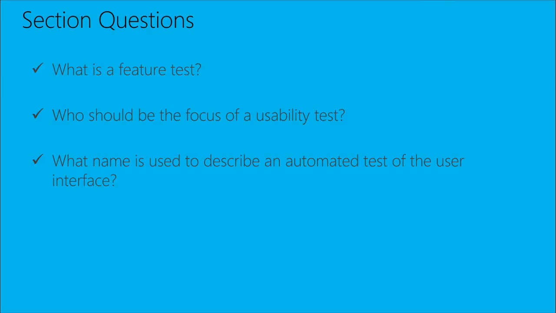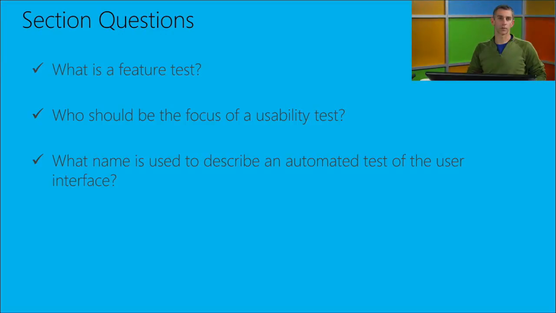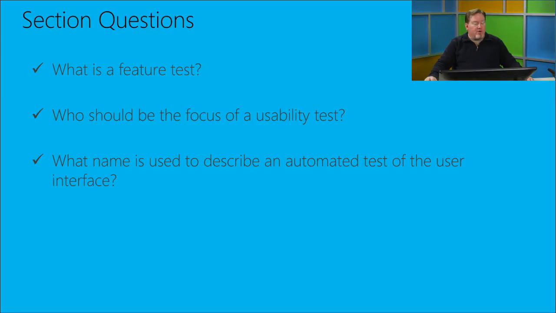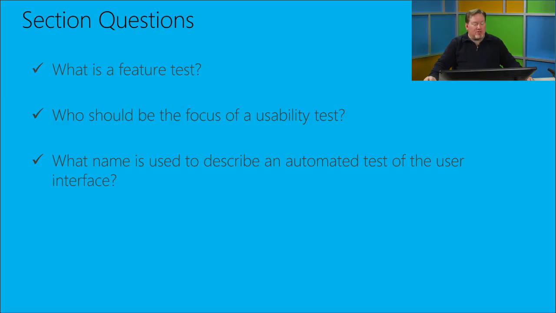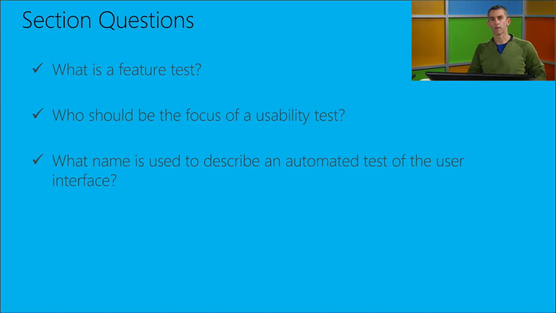So we just finished this part of Module 3. Here are our section questions. First question: what is a feature test? That's a logical grouping of functionality that you're testing. Okay. Who should be the focus of a usability test? The focus of the usability test is the end user. Okay. And what name is used to describe an automated test of a user interface? That's coded UI. Coded UI test. Great.